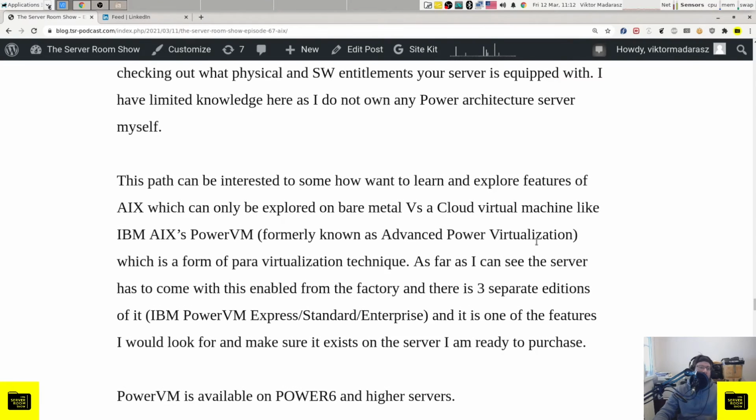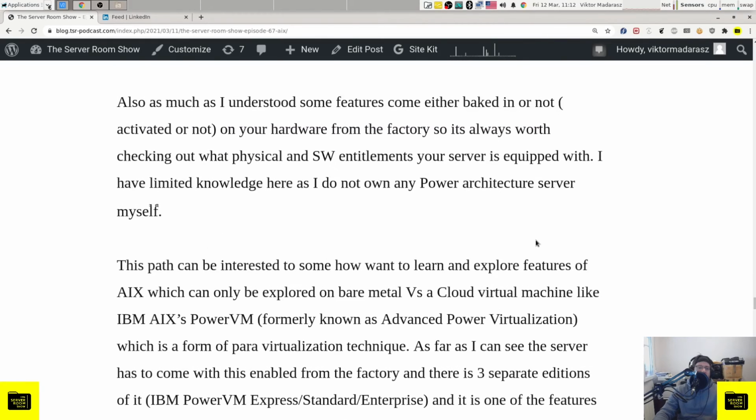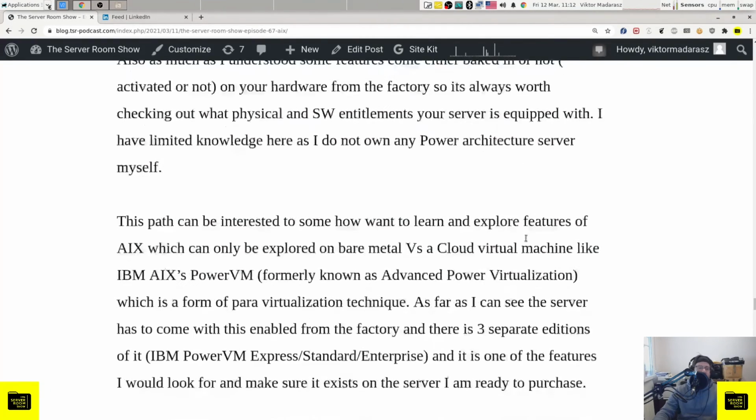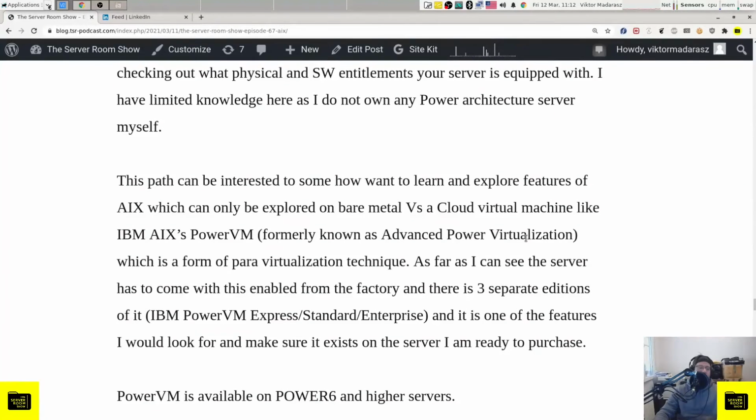Don't expect the seller to know up to the detail everything about the Power server you want to purchase, because most of the time they don't. Maybe they tell you that the server is as is and doesn't come, for example, with the PowerVM feature, but after you obtain the serial number and ask them, you figure out that it comes enabled by the factory.